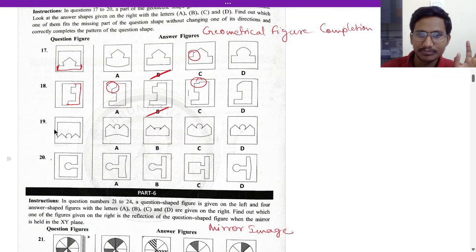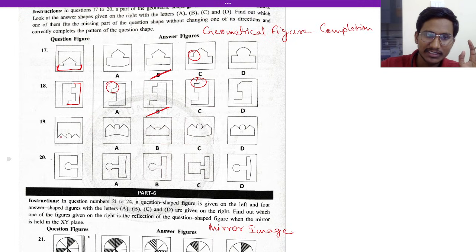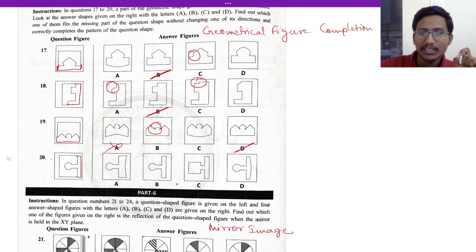Now 19th, if you join it here, this will come like this, right? So that will be a straight line, means option B is the answer. Directly you can tell, not here, not this also. Okay, so D is the answer. Now 20. So 20, if you just make it a square, it will look like option B. Okay, it will look like option B here.